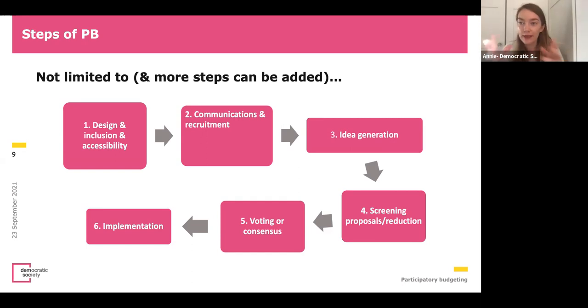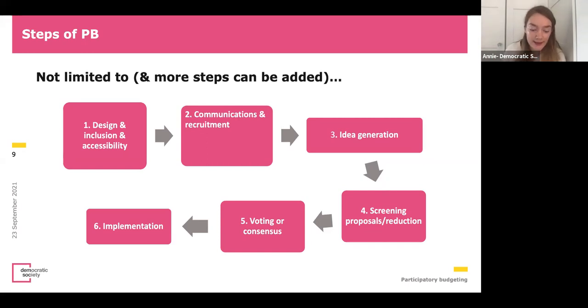So after you've got a set of proposals, you might have 100 ideas that have come through. You might want to reduce those ideas down so that it's not 100 ideas going to a final vote. So this screening and reduction of proposals, typically you compare to the criteria that you've got. Who's part of this process depends on your design, because you could have a citizen group that reduces the proposals, or it could be members of your local authority that do that as well.